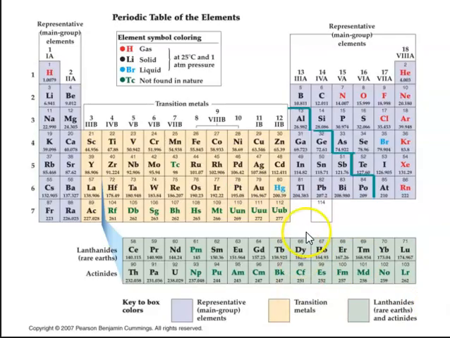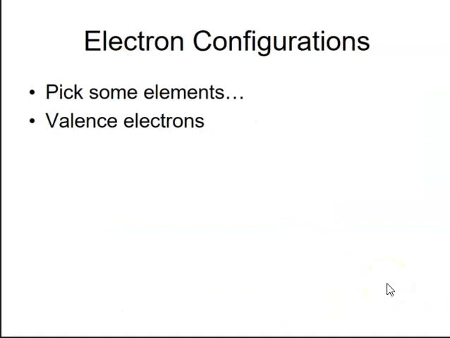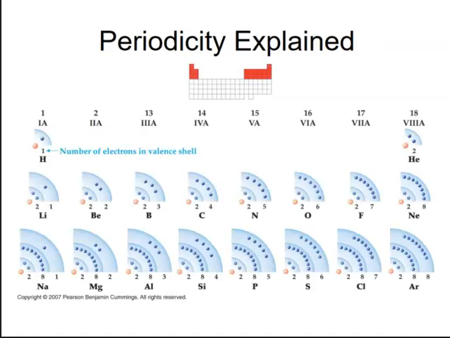Let's do another couple little things here. Let's pick some elements and then figure out the valence electrons. So you guys know how to do configurations now. So let's do oxygen, sulfur, selenium. If you're going to do oxygen, it'd be 1s2, 2s2, 2p4. All right, and then let's see, sulfur should be 1s2, 2s2, 2p6, 3s2, 3p4.